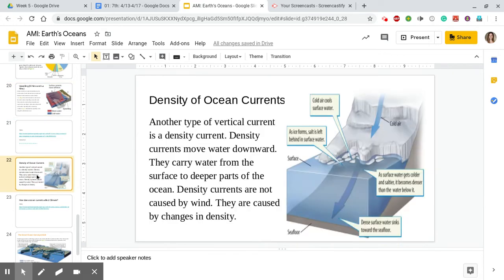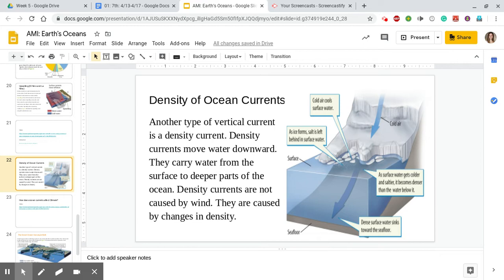The next one is an awesome current. It is called a density current, and you guys know I love density. Remember, more dense sinks, less dense floats. So, density current, we get more dense sinking. So, it is a downward current, okay? It is pushing water downwards.